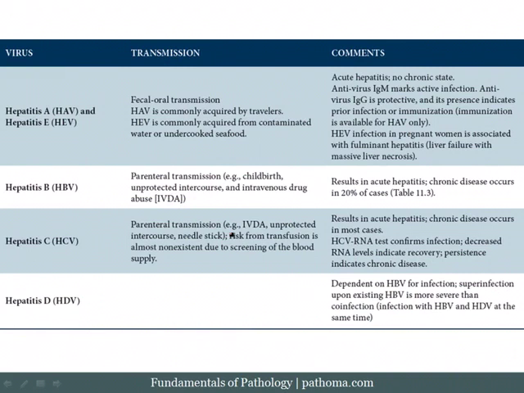There are multiple hepatitis viruses that can cause hepatitis. The first 2 that we'll talk about are hepatitis A and hepatitis E. These have a fecal oral transmission. Hepatitis A is classically acquired by travelers, and hepatitis E is classically acquired from contaminated water or undercooked seafood. Now the reason why I bunched these 2 together is because they both produce acute hepatitis with no chronic state. The presence of IgM marks active infection, and the presence of IgG indicates that the patient has resolved the infection or has been immunized. Now remember that immunization is only available for hepatitis A virus.